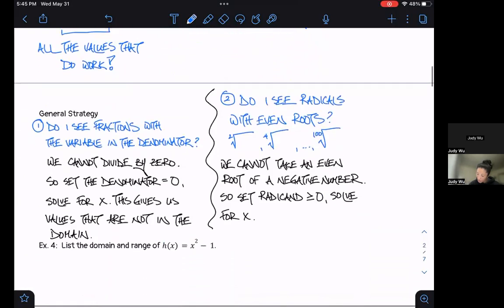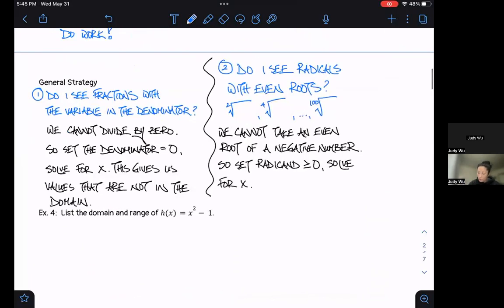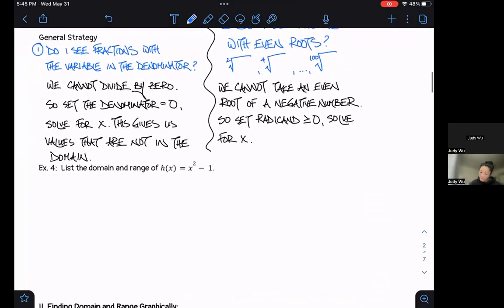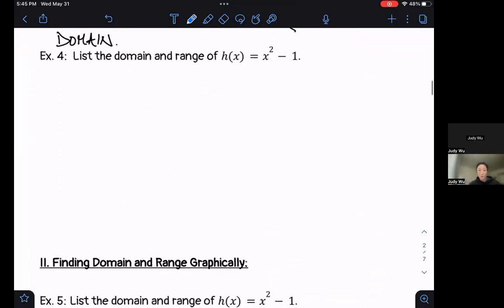All right, now that's only 2 special cases, right? But let's take a look at example 4 for a moment. It says list the domain and range of h of x equals x squared minus 1. Well, if I think about my strategy, I don't see any fractions with a variable in the denominator, and I don't see any roots, any radical symbols. So what that means is we're actually going to try our third strategy.